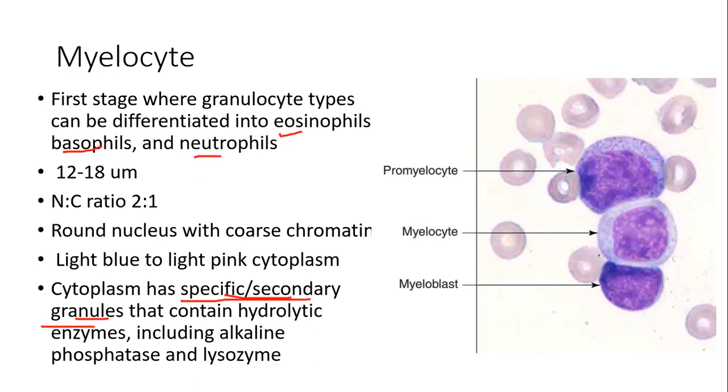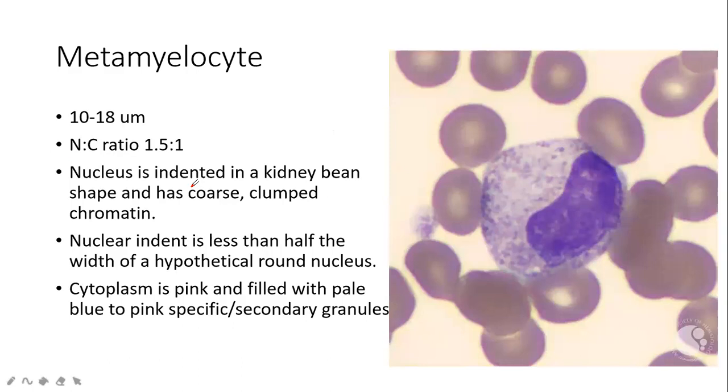Then we also have your band neutrophil or your metamyelocyte pa daan. So sa metamyelocyte, ang nucleus niya kay kidney bean shape, and naa siya clumped or coarse chromatin. By the way, since these are still immature blood cells, these are not normally found sa circulation. Naa ra ni siya within your bone marrow. So, ang imong metamyelocyte will have its cytoplasm as pink, pero filled siya with blue to pink specific or secondary granules.